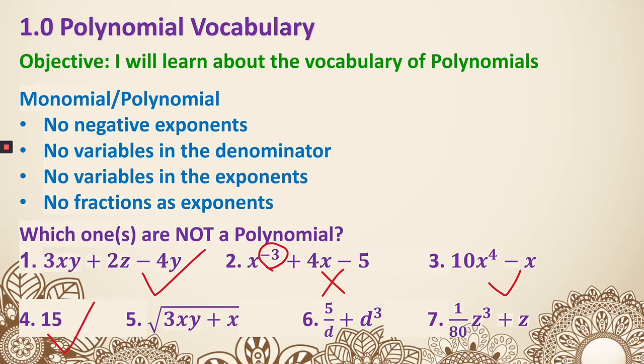Next, we see a square root. In the future, we will learn more about how to change a square root into an exponent. But that actually is a 1/2 exponent, which means it's not a polynomial. Number 6, we do see this variable d on the bottom of the fraction, which means it's not a polynomial. Number 7, you may be thinking 1/80th. I do have a fraction, but hey, the variable is not on the bottom of the fraction. It's just outside the fraction, which is totally fine. And that means number 7 is a polynomial.